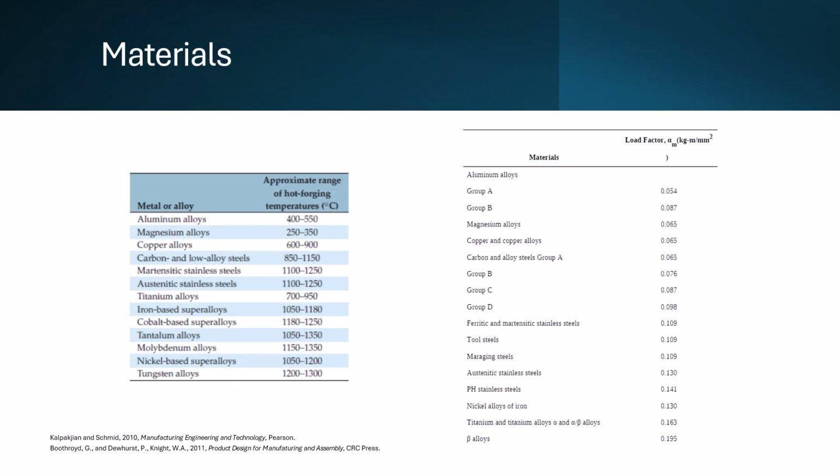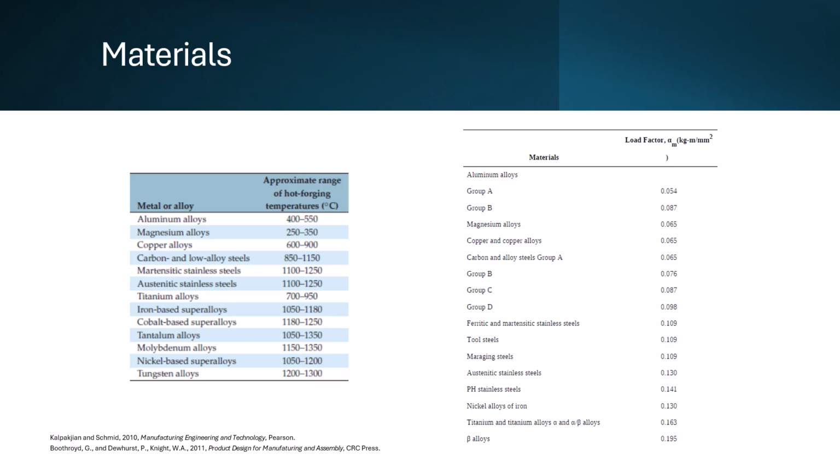Forging is a process that involves deforming metals. Ductility is the key property for a material to be forgeable. Metals used in forging must be ductile enough to undergo deformation without cracking. Carbon and alloy steels are most commonly used. A list of materials used in forging, as well as the temperature they must be heated to for hot forging, are presented on the left of the slide.